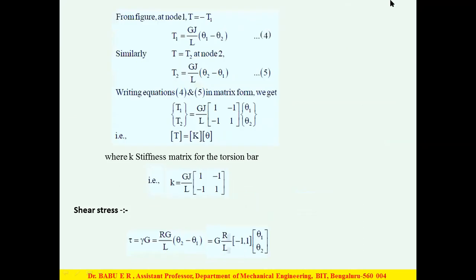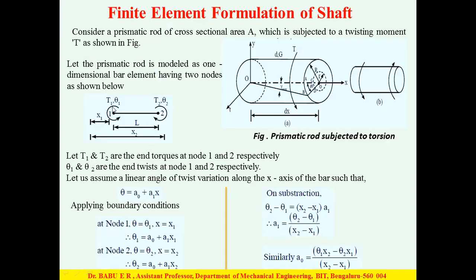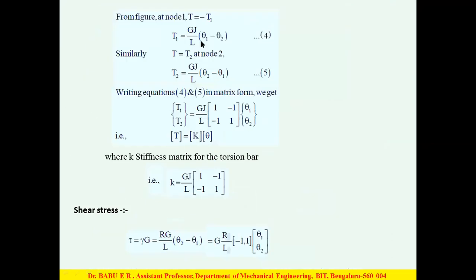Now from the figure at node 1, the value of T is minus T1. So the applied torque, when you see the value of T at node 1, is represented as T1, which acts in the counterclockwise direction. I will take it as a negative value. So it is minus T1.